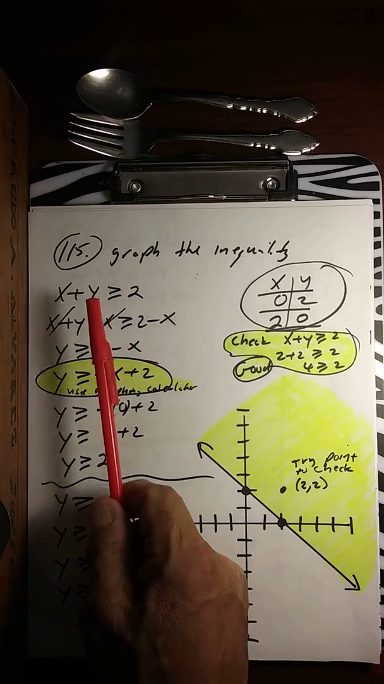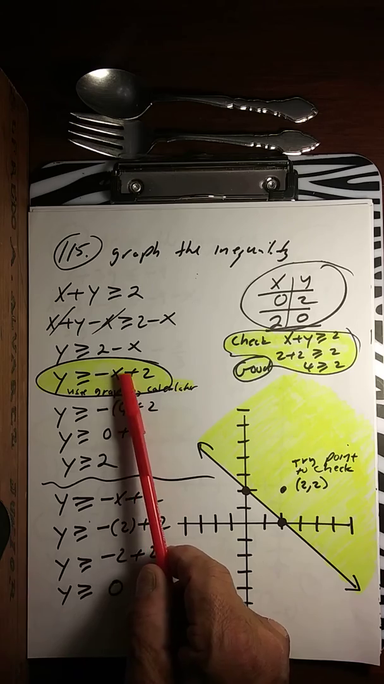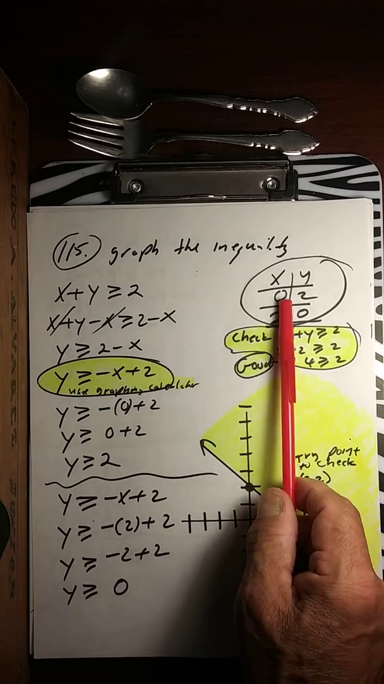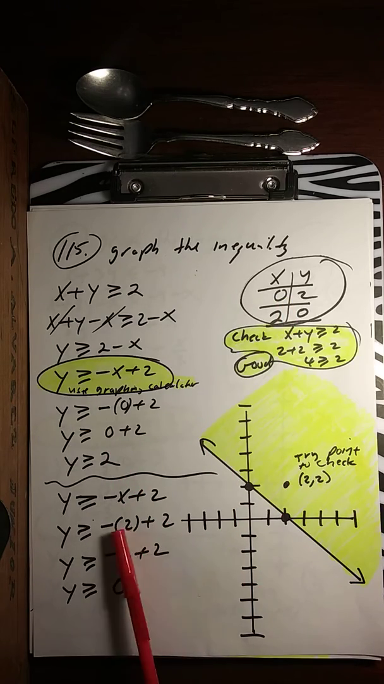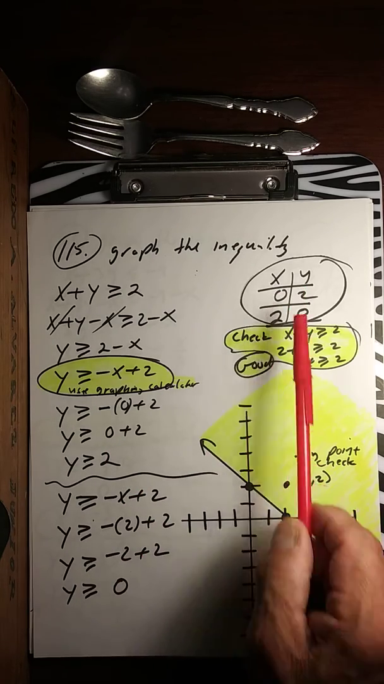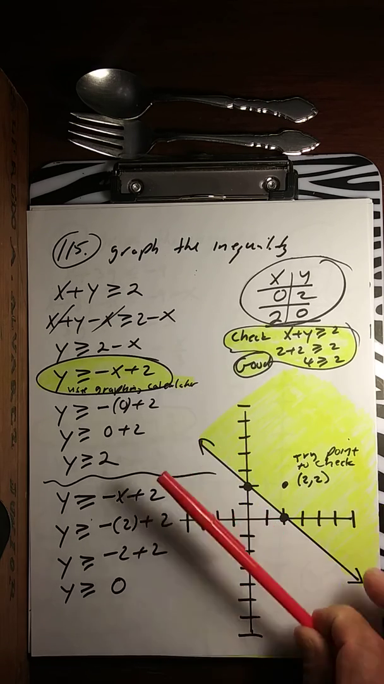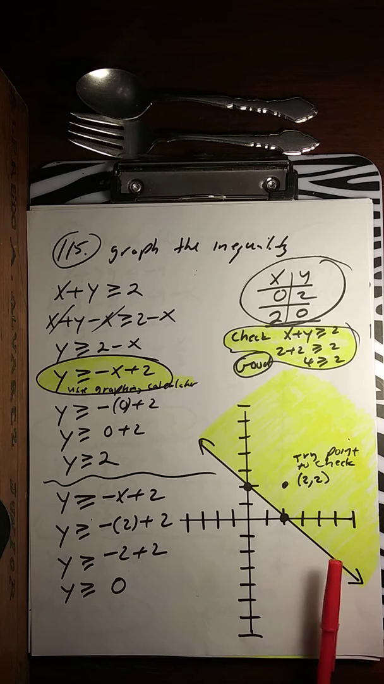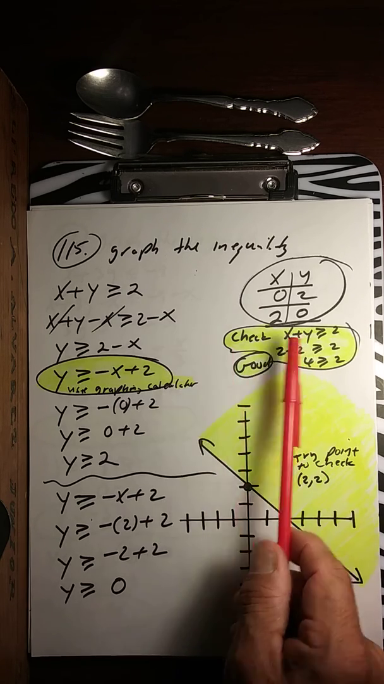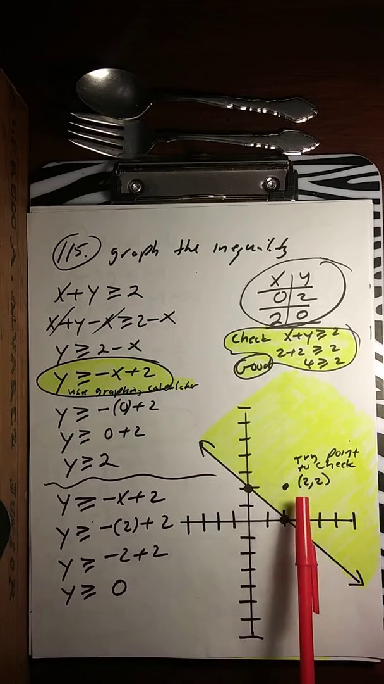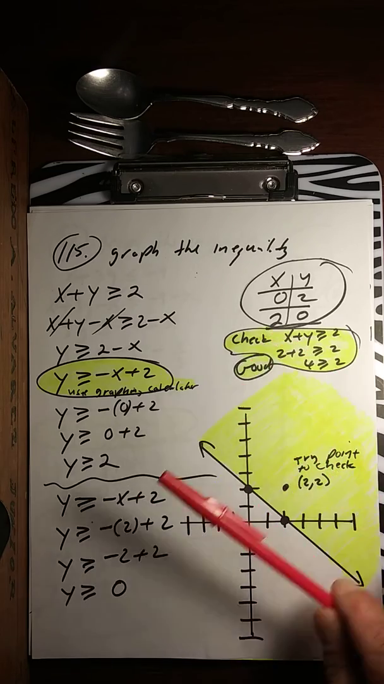Graph the inequality. Let's solve for y first. Y is greater than or equal to 2 minus x. Y is greater than or equal to negative x plus 2. So now put a 0 in there. 0 is going to be 2. And then put a 2 in there. So 2 minus 2 is 0. So we have 0, 2, and 2, 0. So now, where does the graph go? To check this, try 2, 2 in there. So for x, y, is that bigger than or equal to 2? So 2 plus 2 is 4. 4 is bigger than or equal to 2? Yes. So it means the graph goes this way.